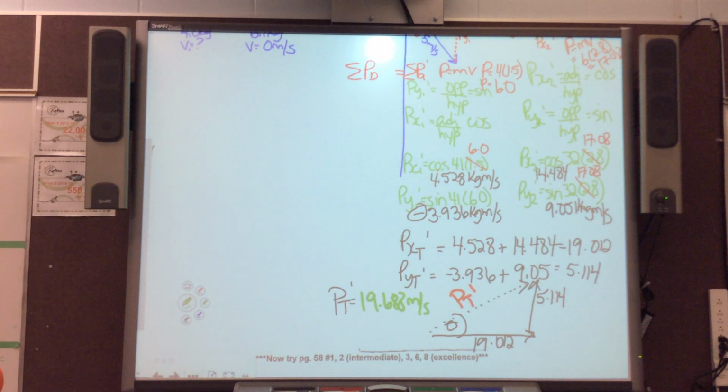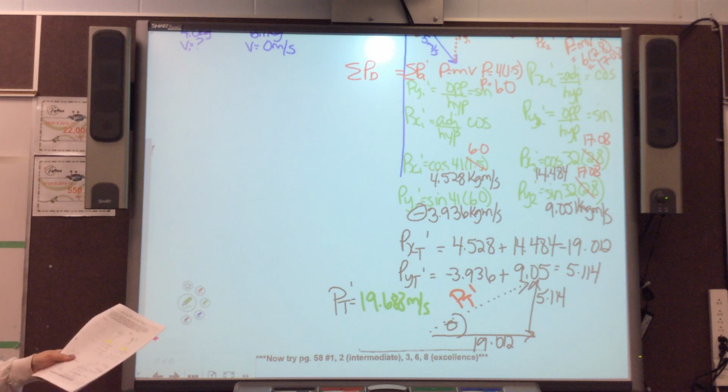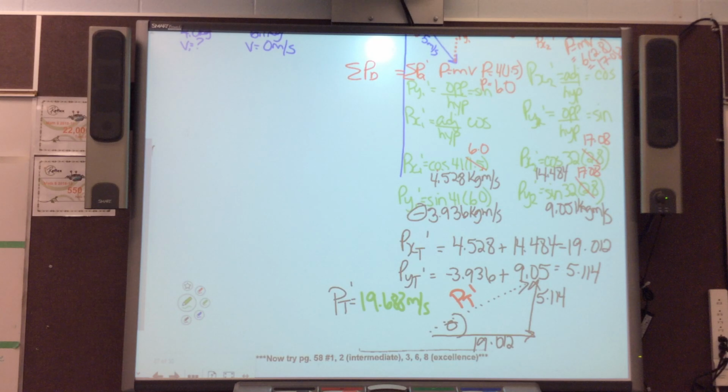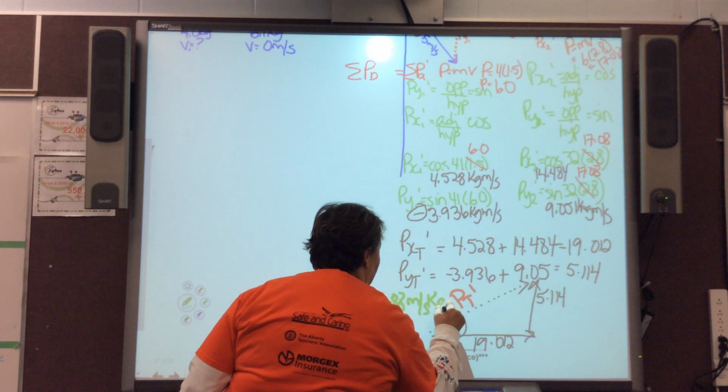Okay, so we have P prime before, and it is asking us for the velocity of the 4 kilogram object before the collision. So we have 0 y velocity, and we don't know the x. But now that we have the total velocity, what? It should be kilograms for this. Oh, I forgot the kilograms. I will write it after.